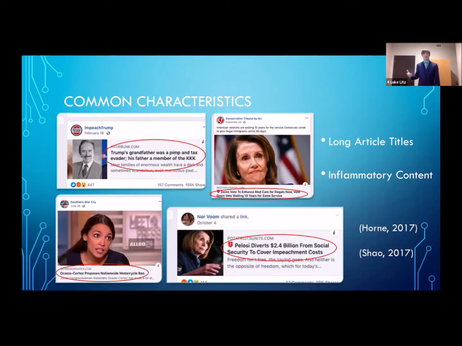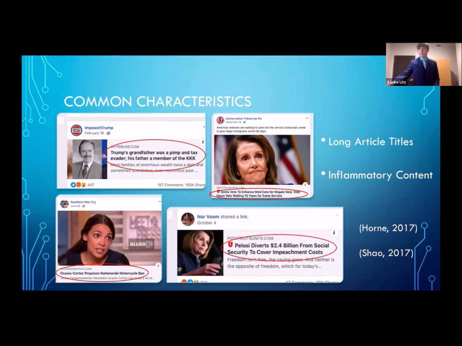Even if no one actually thinks that Alexandria Ocasio-Cortez would propose a nationwide motorcycle ban, what the article does is it allows people to be taken aback. It's inflammatory. And people say, well, even if she isn't actually doing it, I believe this is the type of person that she is. And so they go ahead and share the article anyway. And so it ends up being just as damaging.